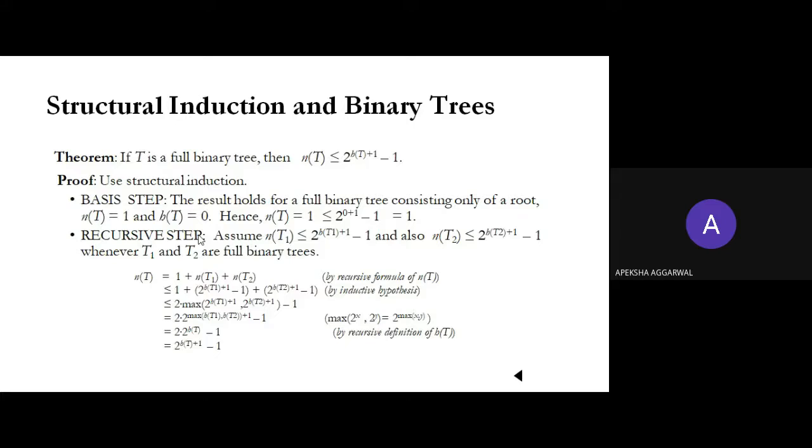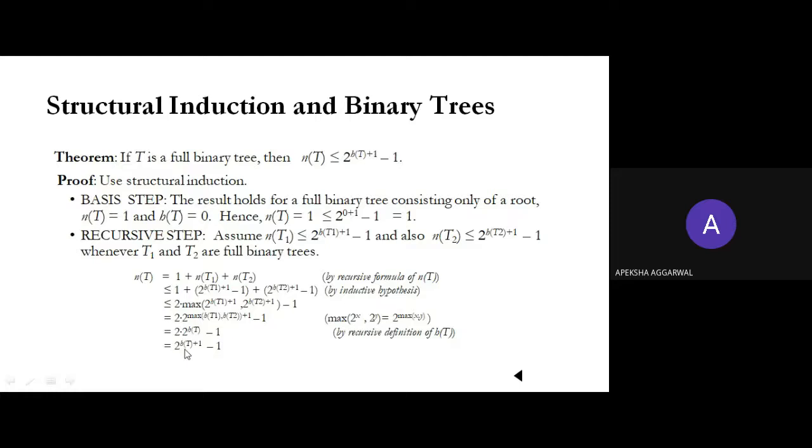you will consider the height of the one which has more sub-children, right? So 2 times the maximum of height of T1 or T2. Either T1 has more height or T2 has more height. So you will consider the height of the subtree which is bigger, right? And you will calculate this value, okay? And you will finally find out something.